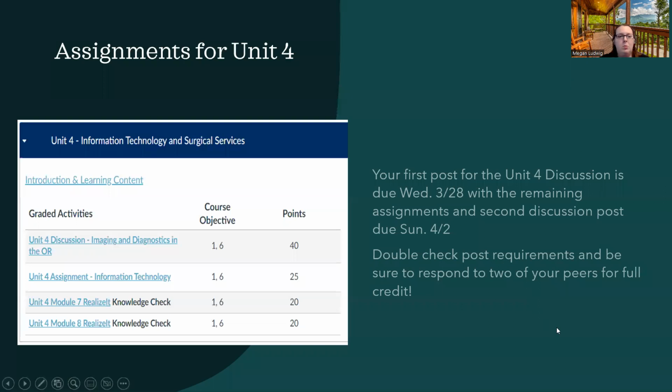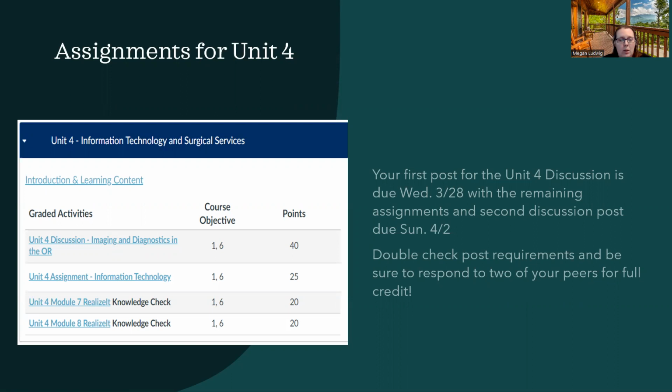So our assignments for this week include, again, the discussion post, a couple Realize It's, and then another Unit 4 assignment. Be sure with your Unit 4 discussions, notice it's 40 points, the majority of your points for the week, that you submit your initial post on Wednesday, and your peer responses by Sunday. Remember, you need 2 peer responses for full credit. Some of you are only doing 1.